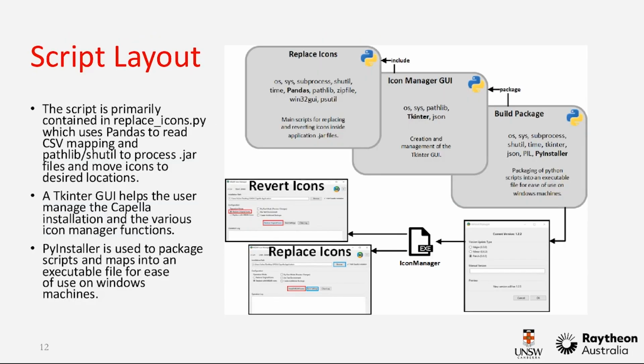A little bit of detail for those who are interested. We had three main Python scripts we were working with. The first we called replace icons. It was the core of the tool. You could use this independently of the others if you just wanted to go directly into Python and run the code. It uses pandas, a pretty standard Python library, as well as others, to read CSVs, and then pathlib and shutil to process the jars and move icons into the desired locations and re-zip them up.